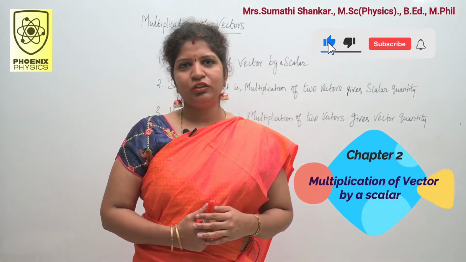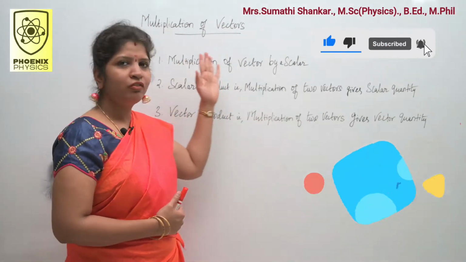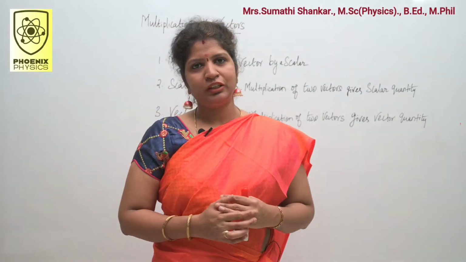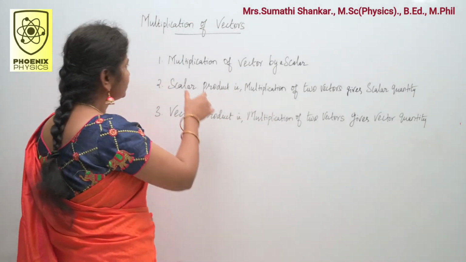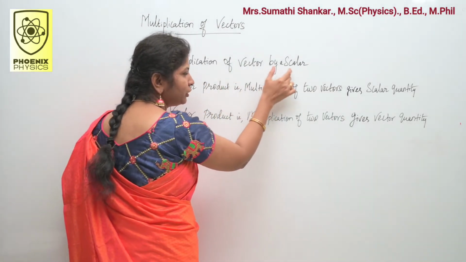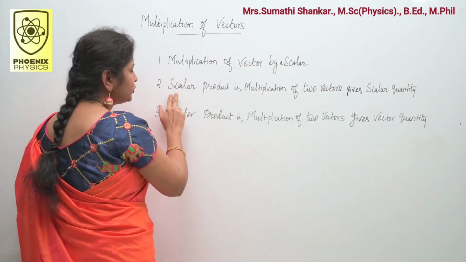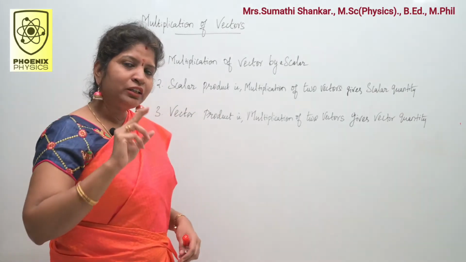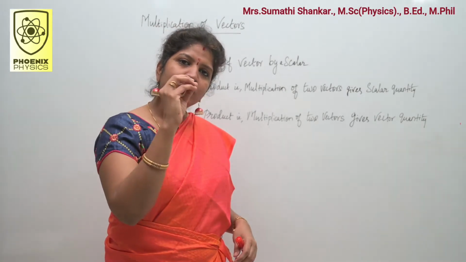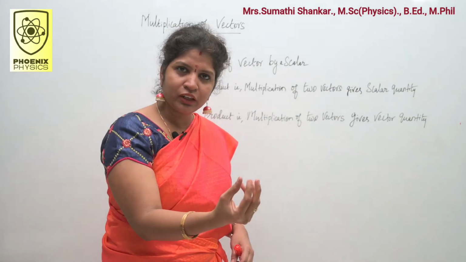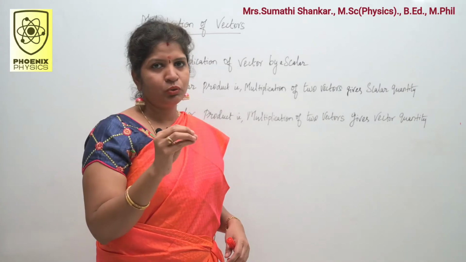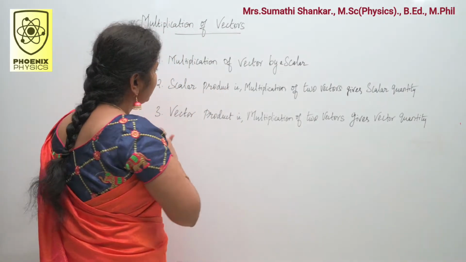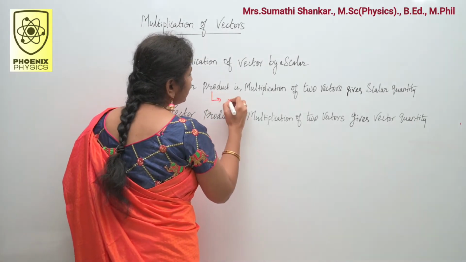Today we are going to learn multiplication of vectors. There are three different types of multiplication. First one is multiplication of vector by a scalar. Second one is scalar product. Suppose multiplication of two vectors gives scalar quantity, then it is said to be scalar product. This scalar product is otherwise known as dot product.